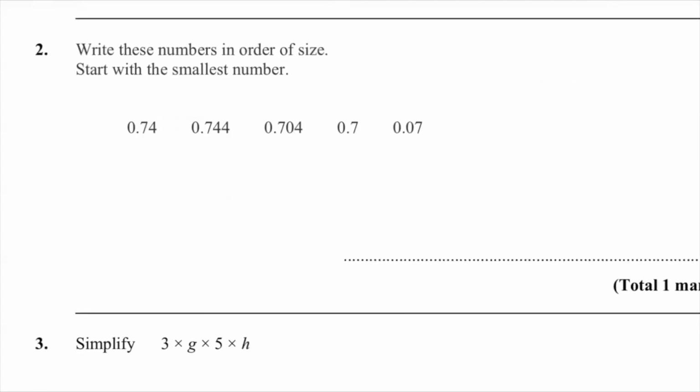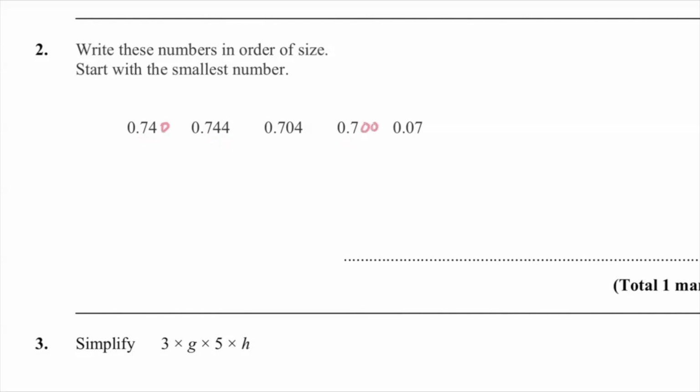Question 2, writing the numbers in order of size. Now, a top tip here that can be really helpful. You've got lots of similar digits, which can get confusing, and also different decimal places. So this is 2 decimal, 3 decimals. Over here is 1 decimal. We want them all to be the same. If we do that, it just makes it so much easier to see what's going on.